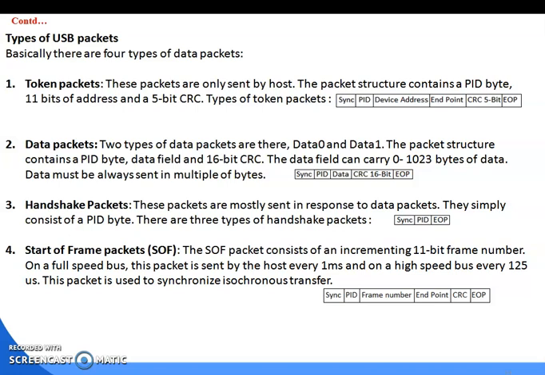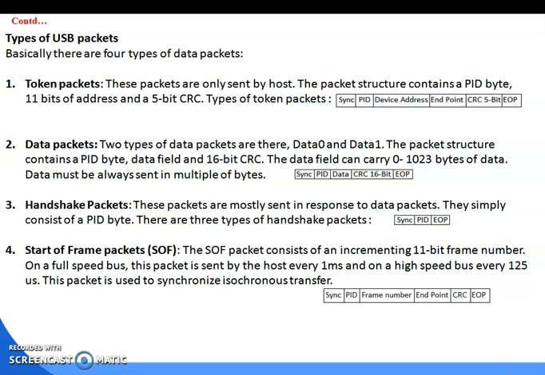Next is the data packet. There are 2 types of data packets, data 0 and data 1, and the packet structure contains a PID byte, data field and 16 bit CRC. The data field can carry 0 to 1023 bytes of data. Data must always be sent in multiples of bytes.